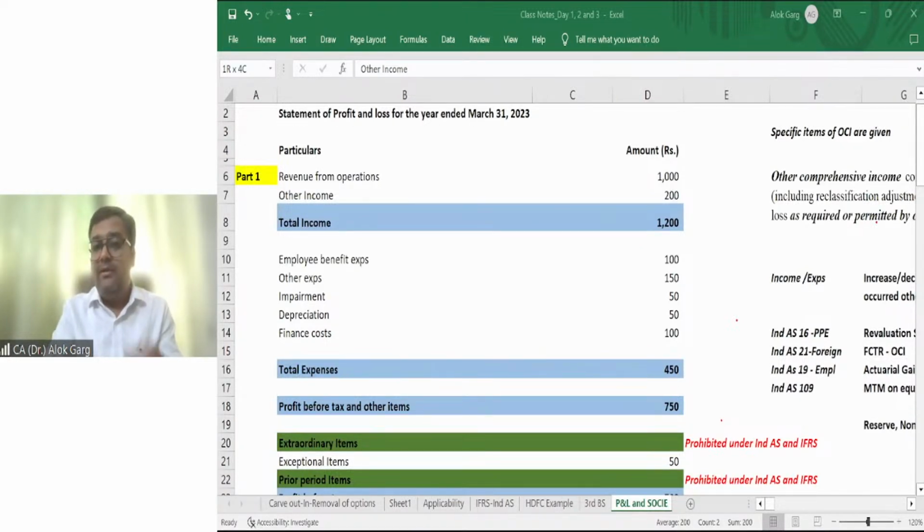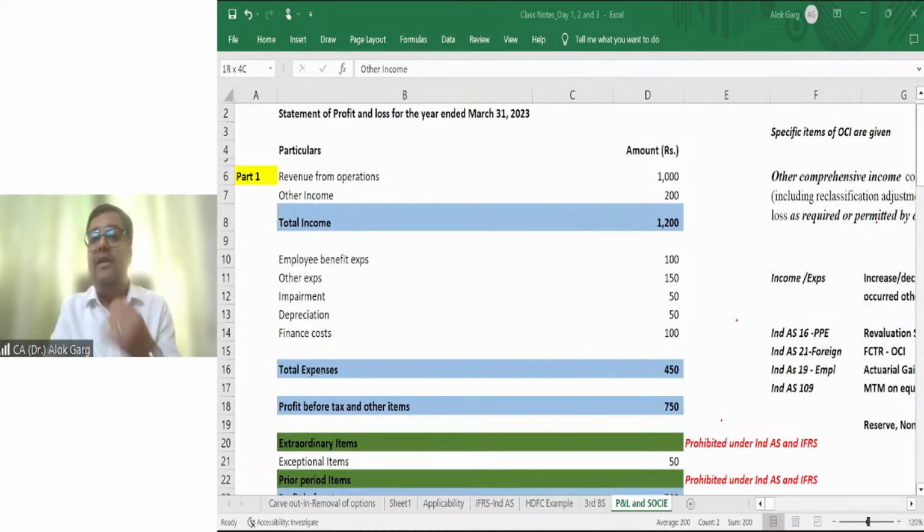You remember point number 5 or point number 6 where I have told you that the earning per share has to be calculated on profit after tax, which is the final line item of part 1. It is not on the other comprehensive income, right? I have told you that thing. You remember that? Is that clear?